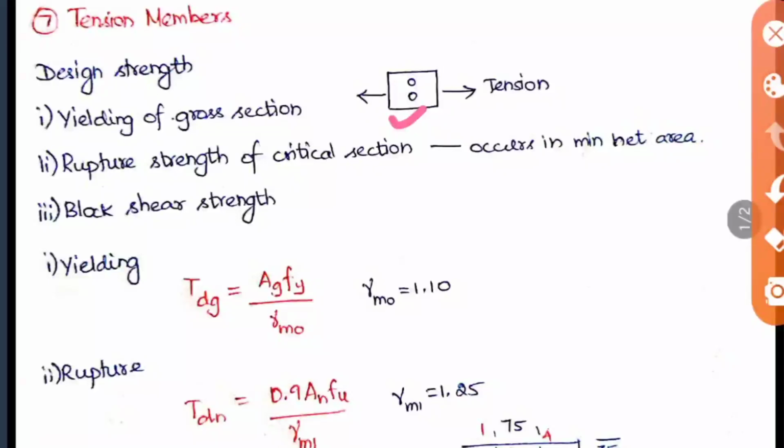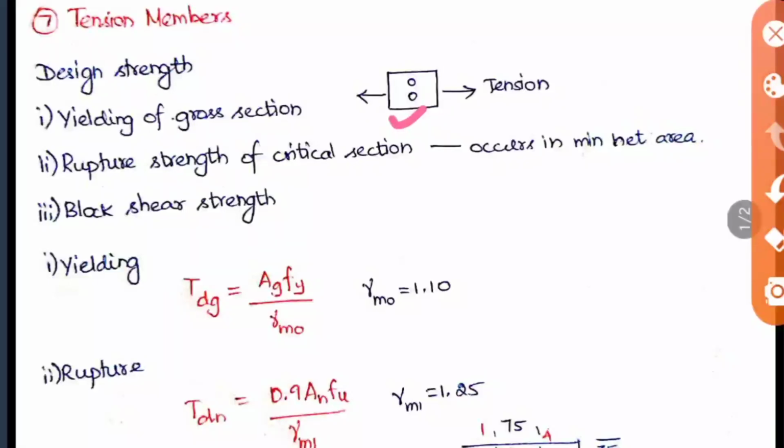like that. Here also there are three important factors. The first is yielding of the gross section, then the rupture strength of the critical section, and then block shear strength. Okay. So the first one is yielding of gross section. Yielding of gross section means the total section will undergo yielding. Yielding is when tension or some force is applied, it will start to yield, and after a certain part it will be extending.